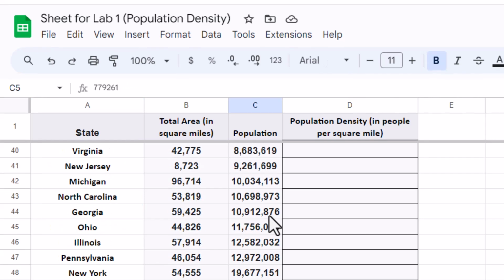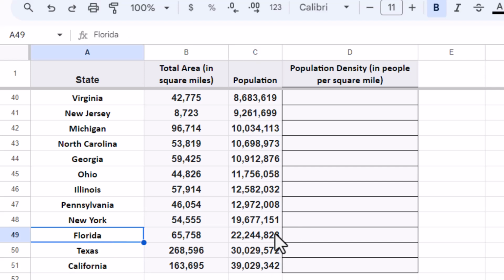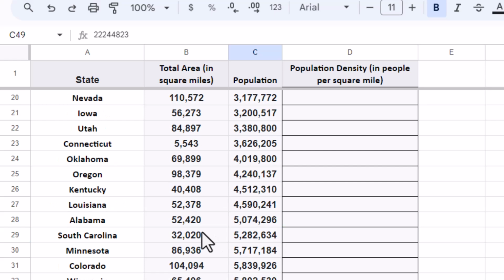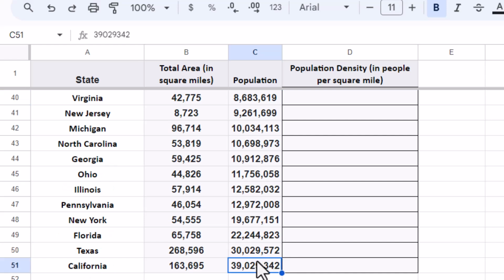All the way down, I believe California. Yep, California has the most people. Texas has about 9 million less. Florida's got about 8 million less than Texas, and so forth and so on. So Wyoming is the least populous state, and California is the most populous state.